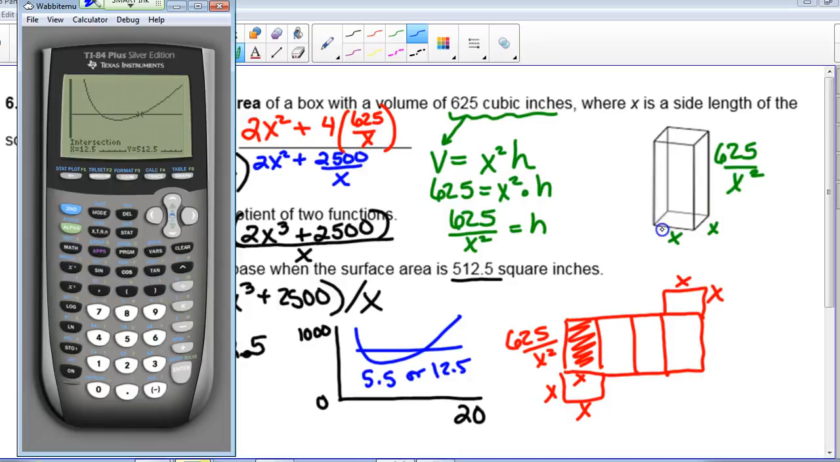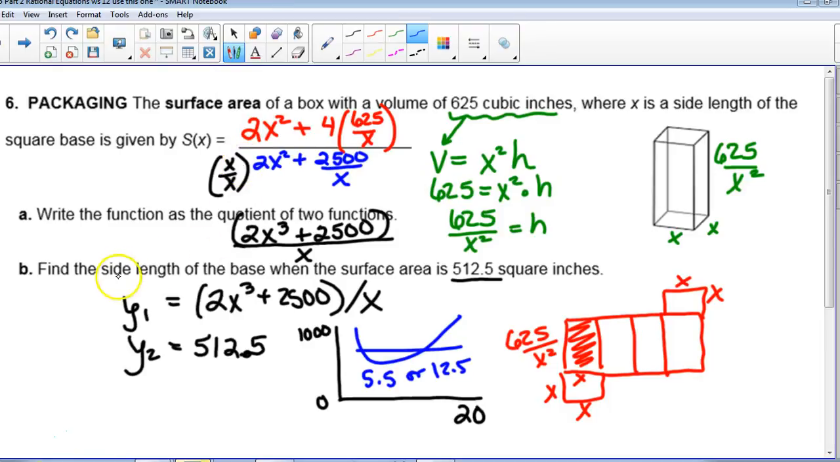Or you could have a box that's 12.5 by 12.5 by 625 divided by 12.5 squared, which is 4. Okay, so there's two different dimensions for the box to be. Did it offer us any clue which one they wanted? Find the side length of the base when the surface area is this. Well, either one of these would work.